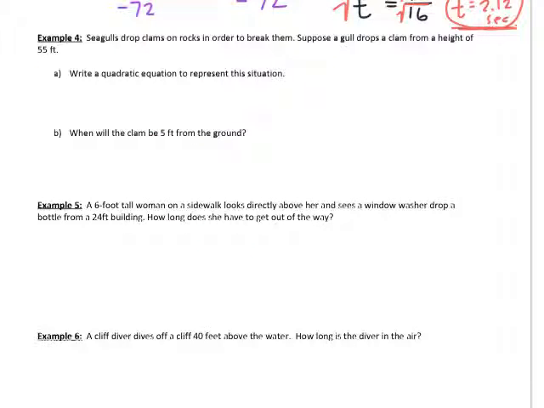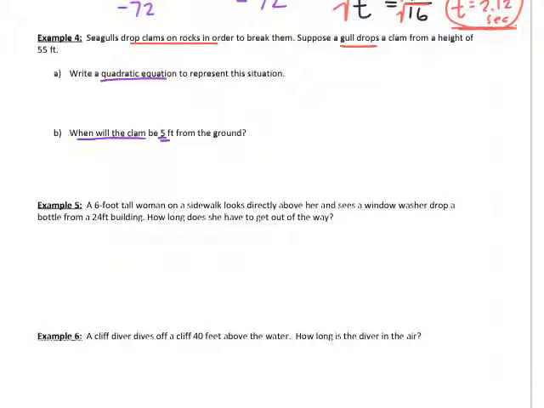Example number 4 asks us to do similar work as we just did. We have to write a quadratic equation, and then we want to find out when the clam is going to be 5 feet from the ground. Okay, we're not going to let it fall all the way to the ground, but how long is it going to take to get 5 feet above the ground? So perhaps it's hitting a person on the head, or it's hitting a cliff with the clam or something like that. So we're back to seagulls dropping clams on rocks.